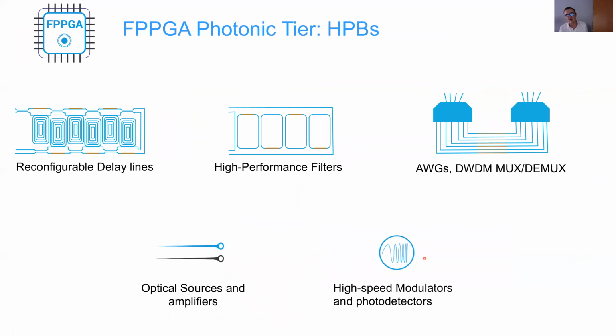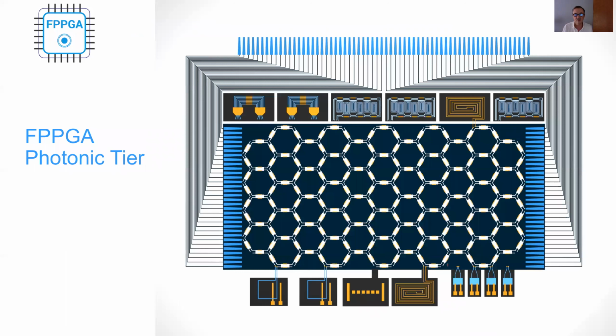In addition to that, as we have seen before, we can surround the waveguide mesh with specific circuits, which are called high-performance blocks, and they can be many different kinds of elements, from reconfigurable delay lines to high-performance filters, AWG devices, sources, modulators, etc. And these complement the waveguide mesh. So the full optical core is composed of this waveguide mesh, surrounded by these high-performance blocks.